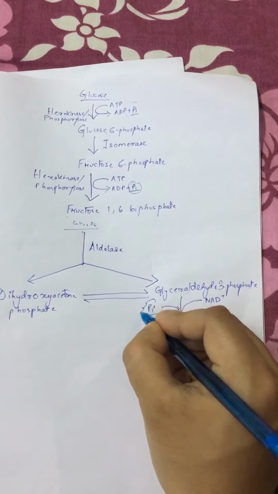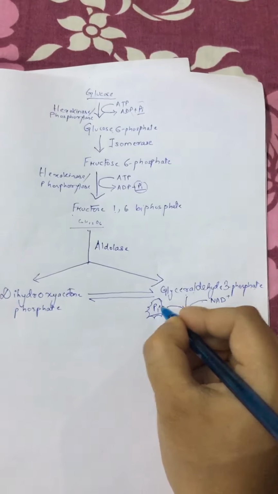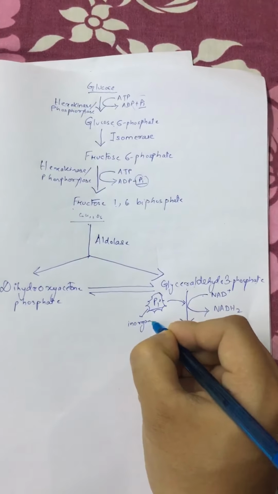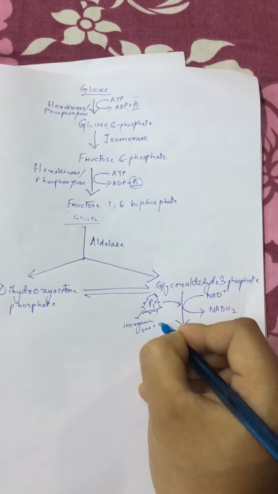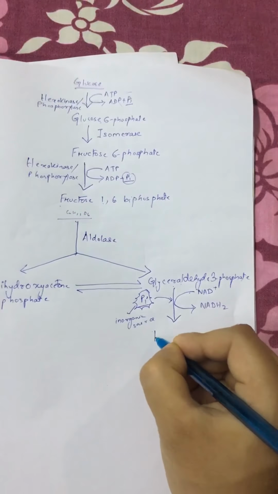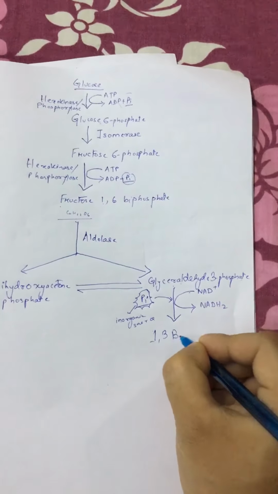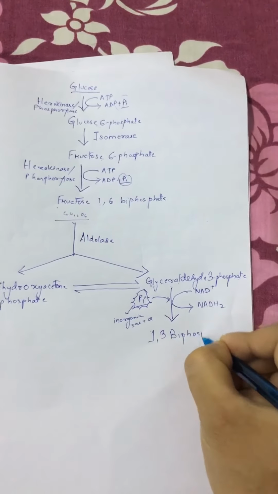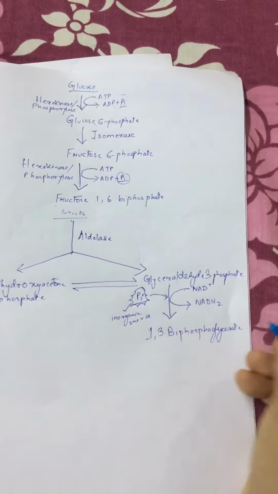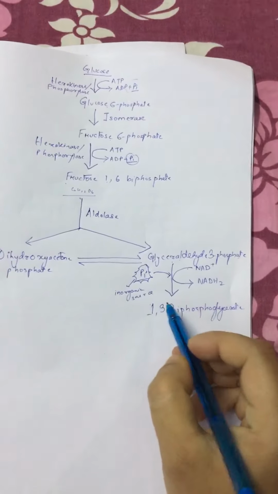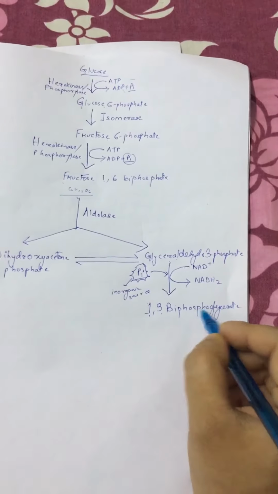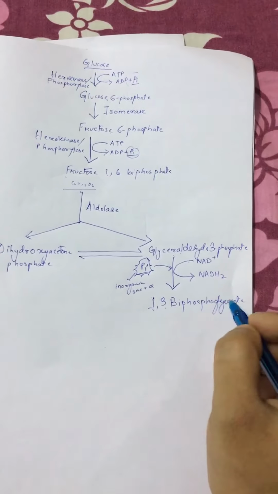But this inorganic phosphorus which is being added is not coming from ATP, it is coming from an inorganic source, and this glyceraldehyde 3-phosphate will get converted into 1,3 biphosphoglycerate. Now you see, that means at carbon number 1 and carbon number 3 there are two phosphorus groups, and this is biphosphoglycerate, or you can also write it as phosphoglyceric acid.